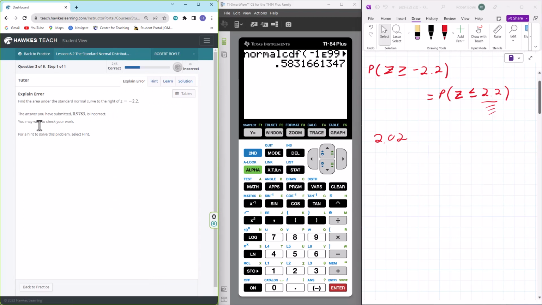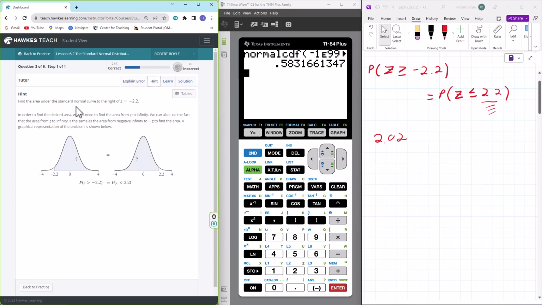I need to check your work. If I need a hint, I can look at my hint. My hint tells me that the area under tells me this. Well, I already knew that.